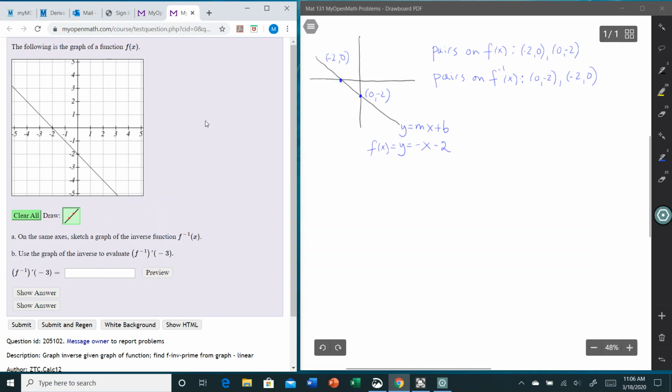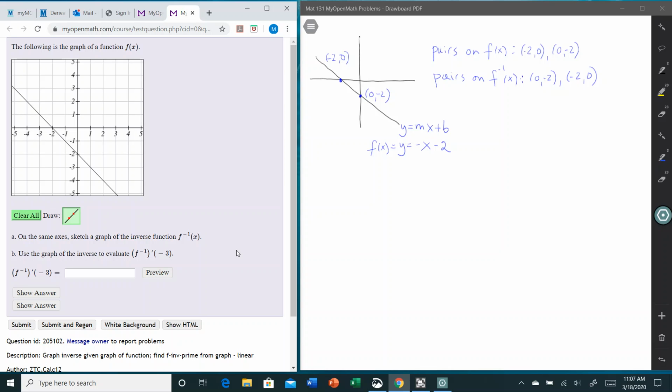Okay, I want to look at this problem that was sent to me. It's a question on the MyOpenMath problems. So this is a graph of f of x, and we have to, on the same axis, sketch a graph of the inverse function f inverse of x.